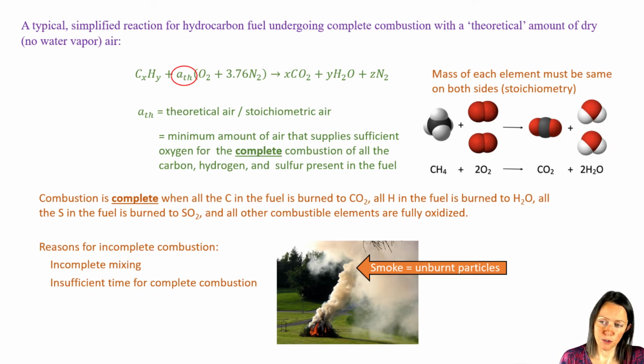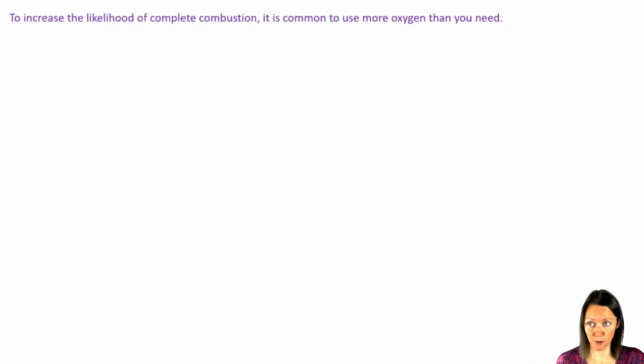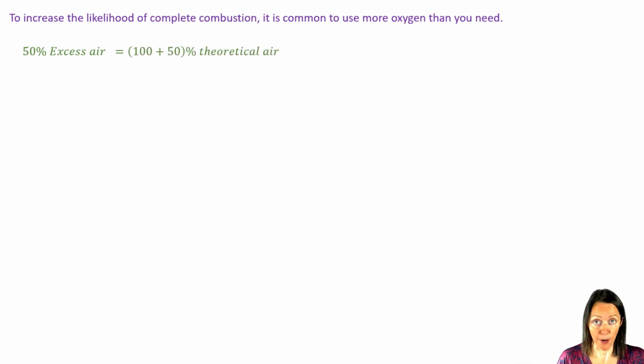We're not really concerned too much in this class about the mechanisms for incomplete combustion, but what we are concerned with is sort of hedging the bets in our favor. And so to increase the likelihood that we have complete combustion, we typically use more oxygen than we need, just a little bit more, and we express that as excess air, or we can express it as percent theoretical air, and you'll see what I mean in just a second. So 50% excess air means we have 100% theoretical air, 100% of the minimum amount to make that equation balance, plus 50%.